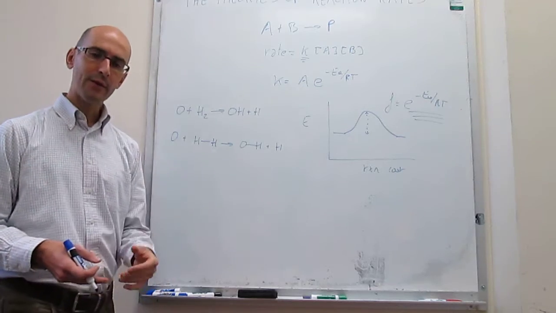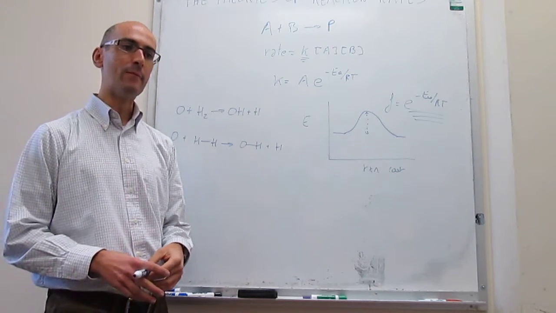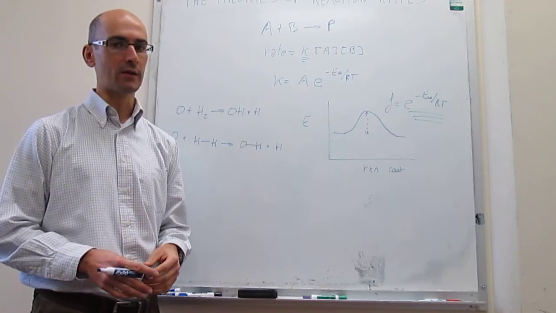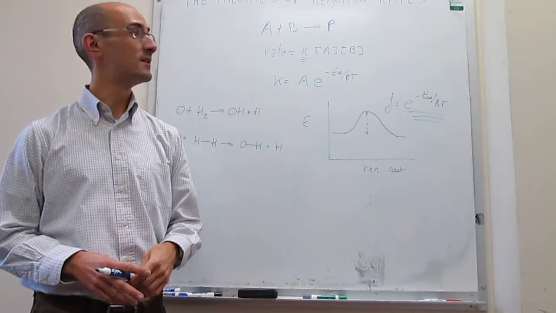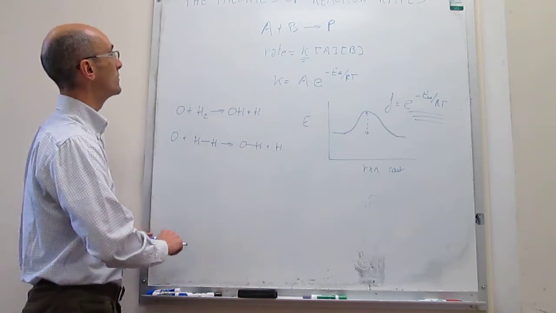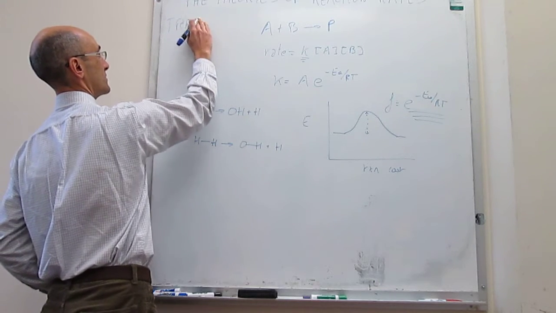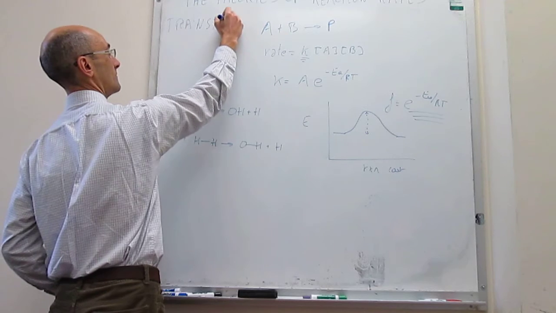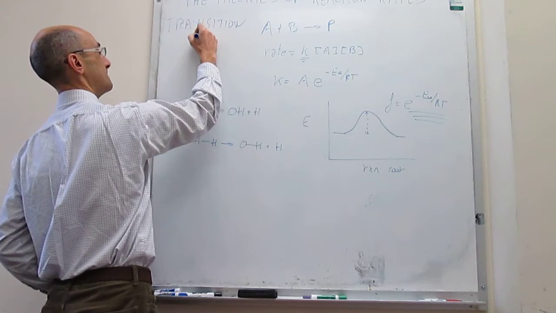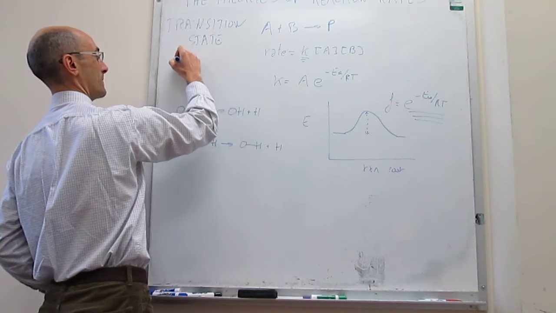Now, the theory that really is the most successful theory to calculate rate constants is what we call transition state theory. We can write it here. This is where we're going to focus all of our attention: transition state theory.